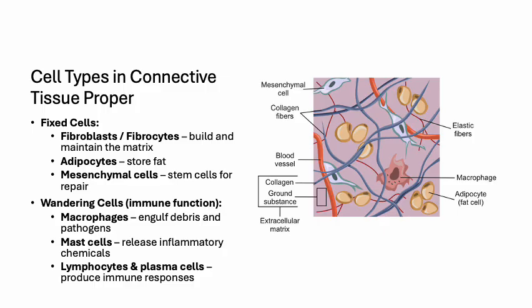Connective tissue proper contains a variety of cell types, each with very specific roles. Fixed cells such as fibroblasts, fibrocytes, and adipocytes are responsible for building and maintaining the matrix or storing energy. Mesenchymal stem cells contribute to tissue repair. Wandering cells are involved in immune defense and include macrophages that engulf debris and pathogens, mast cells that release inflammatory chemicals, and lymphocytes and plasma cells that produce the immune response.